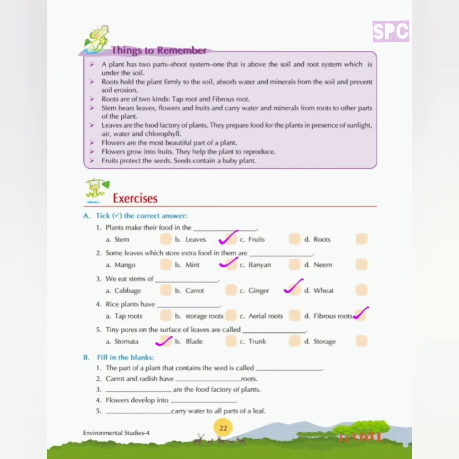Next, question number B. Fill in the blanks. First part. The part of a plant that contains the seed is called dash. So children, it is fruit. Fruit is that part of the plant that contains and protects seed. Second question. Carrot and radish have dash roots. So carrot and radish have tuberous roots. These are the roots in which these plants store their extra food.